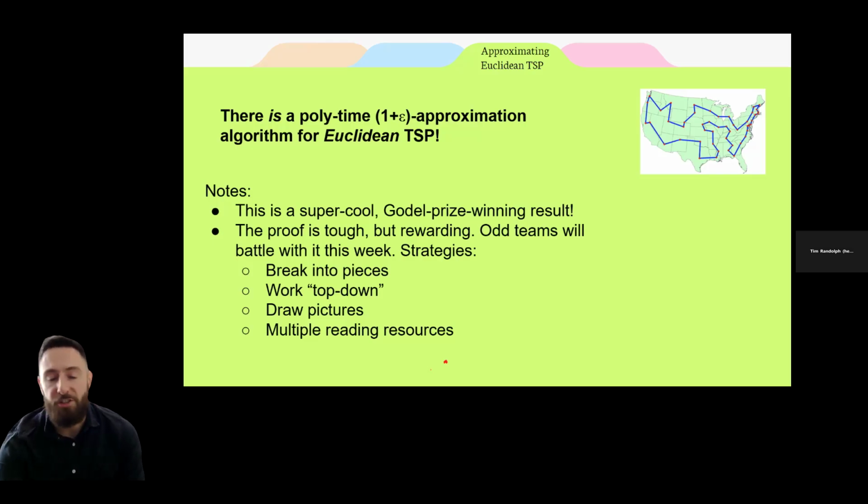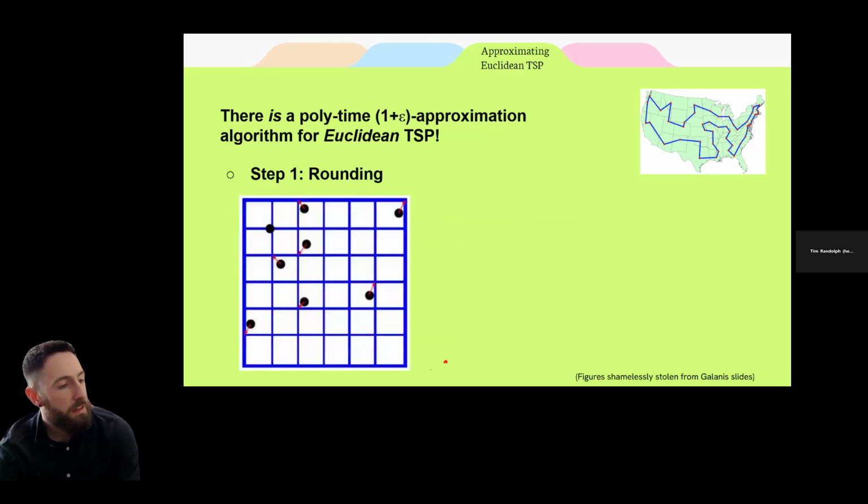So let's at least sketch it. I want to give you the idea of how it works so you know what you're dealing with when you read the formal write-up. So step one for Euclidean TSP, our input is going to be a bunch of points in Euclidean space. And for this week, we're just going to focus on two-dimensional Euclidean space. So our input is a whole bunch of points in the plane.